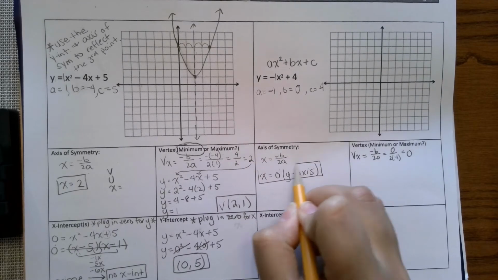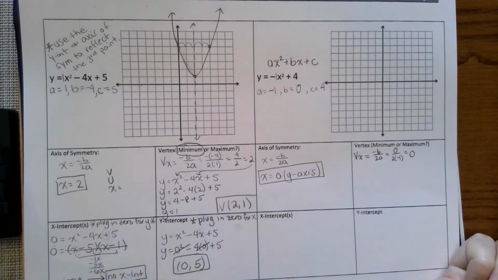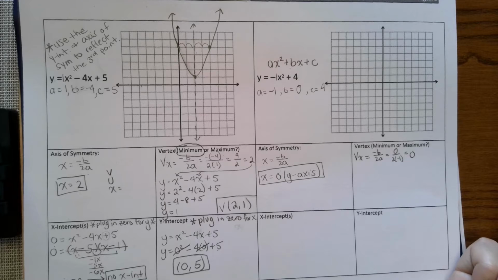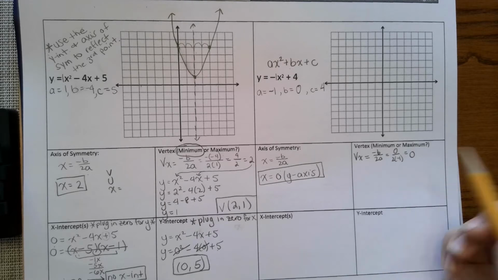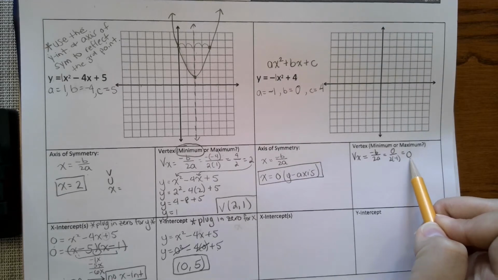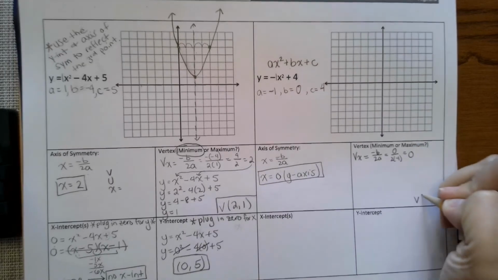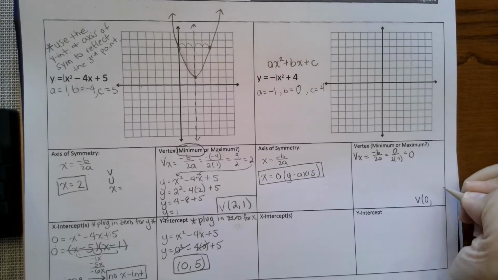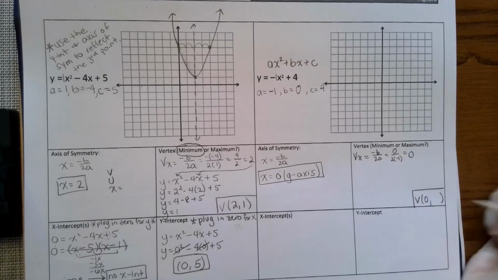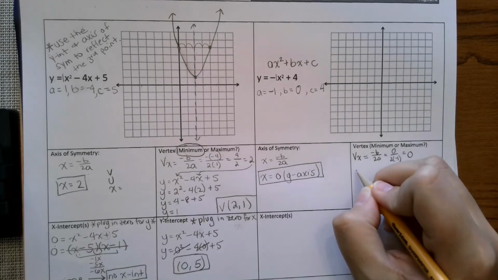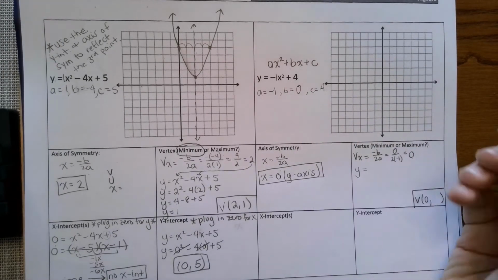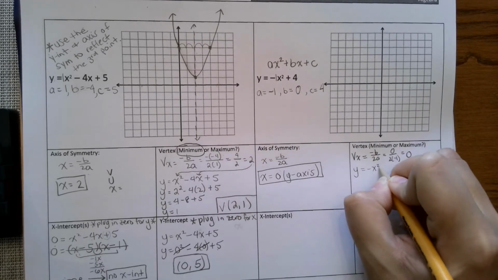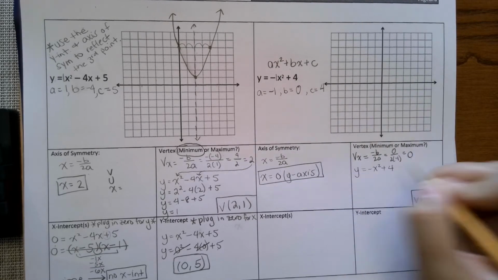You don't have to write both, but it is helpful to know when you're graphing your axis of symmetry. Okay, so now that we have the x-coordinate of our vertex, and I'll fill that in down here, let's go ahead and find y.